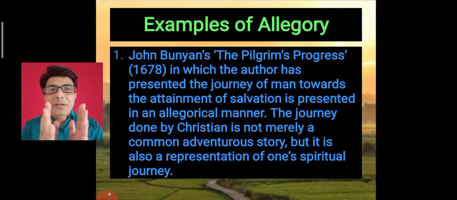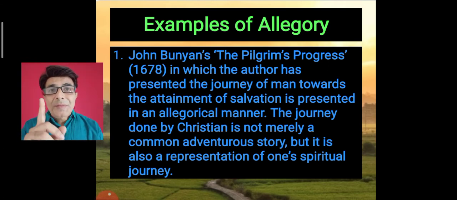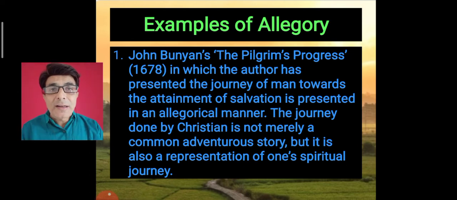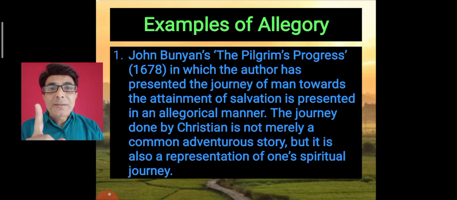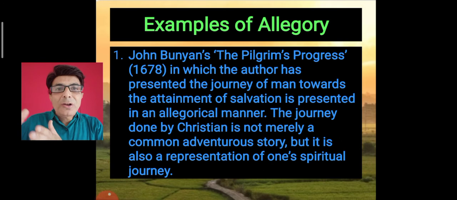If I talk about English literature, because we all are students of English literature, we must also have some knowledge about allegorical works in English literature. Remember, friends, John Bunyan, who lived during the 17th century, wrote The Pilgrim's Progress, published in 1678. This is a very nice example of allegorical work. It is prose literature, and here John Bunyan has presented the journey of man towards the attainment of salvation.